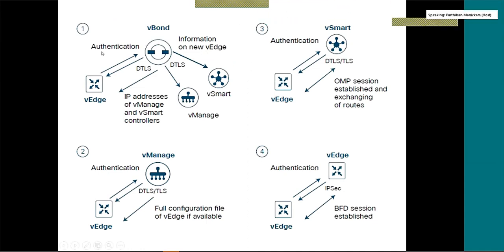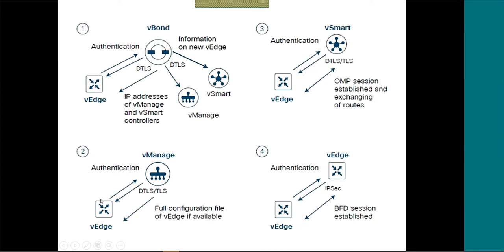Okay, so in the first step, authentication with vBond. vEdge and vBond authenticate by exchanging the certificate and form the DTLS session. It's not TLS, it's UDP based. And through this DTLS, the IP addresses of the controllers are given to vEdge, and vEdge information is distributed to the other controllers.